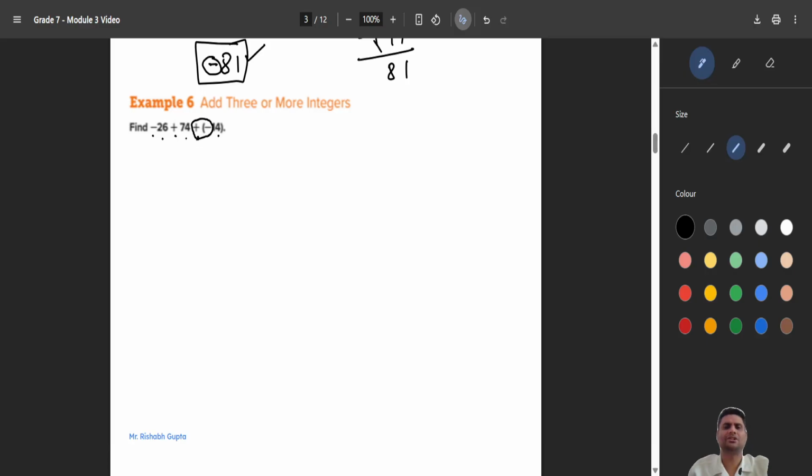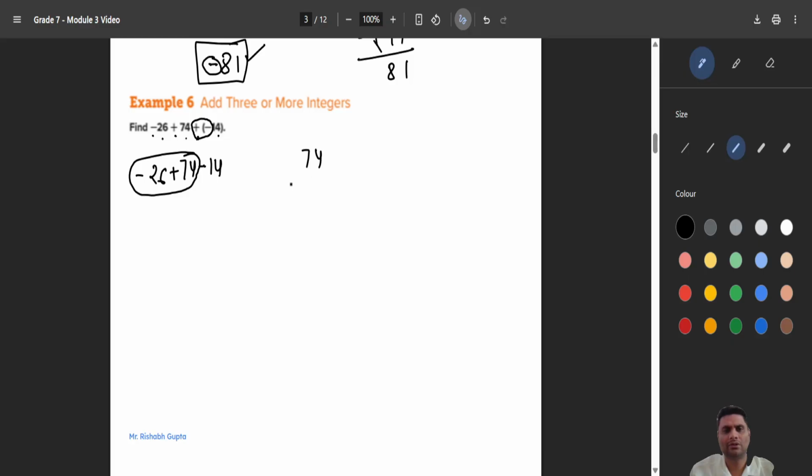So I have to change these 2 signs into 1 sign. Are they same or different? They are different. Different, that is, they will become minus. So minus 14 here. Here 74 plus, here 26 minus. Now do not try to solve all the 3 numbers at one time. Solve 2 numbers at one time. Let's see these 2 numbers. Do these 2 numbers have same sign or different sign? They have different sign. Different sign, that is, minus.